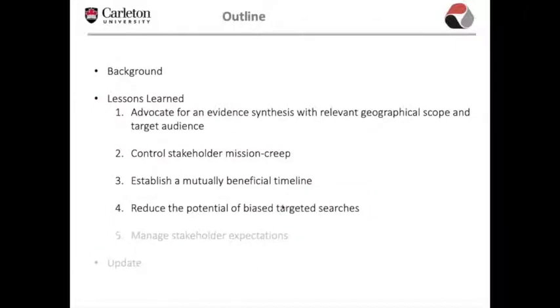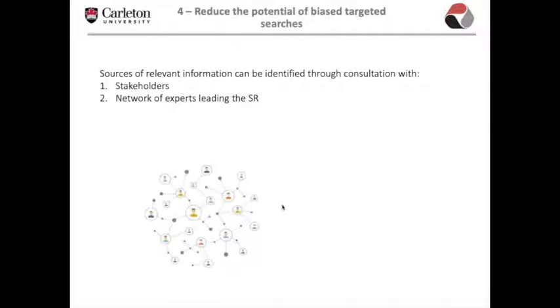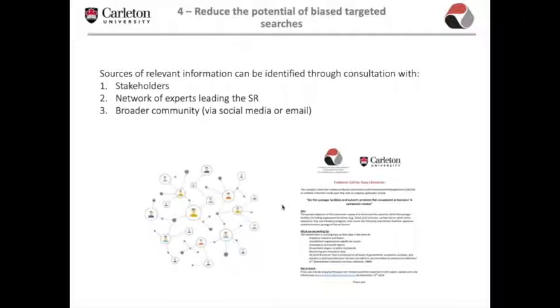Our fourth lesson is to reduce the potential of bias in targeted searches. Often the search strategy of a systematic review includes conducting targeted searches for the more difficult to find gray literature. These sources of information can be identified through consultation with stakeholders, with the network of experts leading the systematic review, and the broader community via social media or email solicitations. If this isn't executed well, individually driven searches can lead to bias in the derived literature set, if, for example, searches are focused on a particular geographical region or research areas.